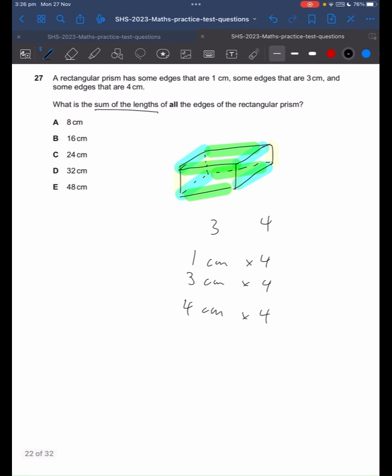So 1 times 4 gives us 4, 3 times 4 gives us 12, and 4 times 4 gives us 16. 16 plus 4 equals 20, plus 12 equals 32. So our answer will be D, 32 centimeters.